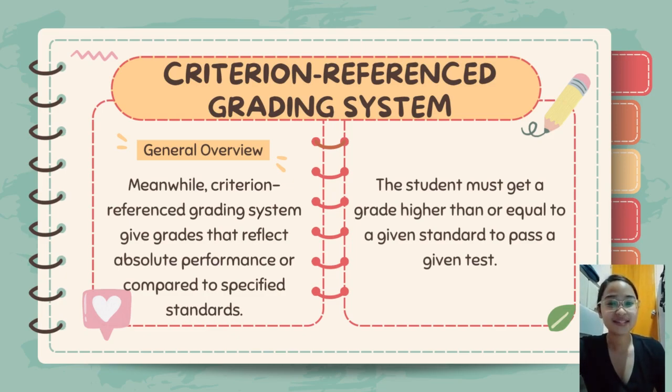Once again, I am Editha Irene Sadyan and I will be reporting to you the Criterion Referenced Grading System. Earlier, the reporter talked about the norm referenced grading system and its advantages and disadvantages as well. Now, let me introduce to you the Criterion Referenced Grading System. It gives grades that reflect absolute performance, or grades compared to specific standards. The student must get a grade higher than or equal to a given standard to pass a given test.